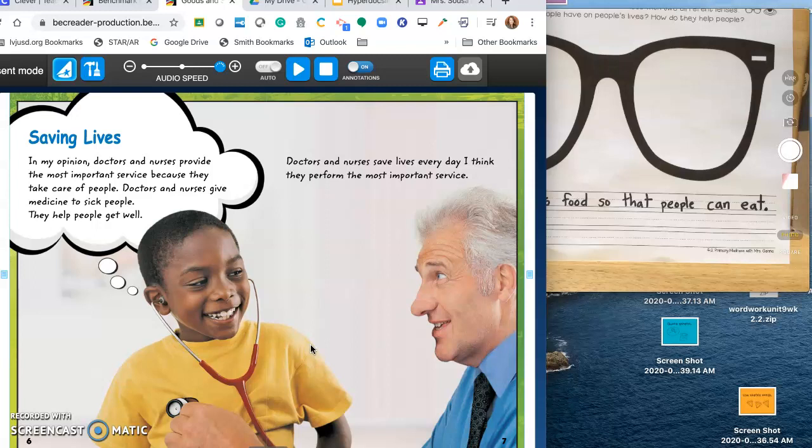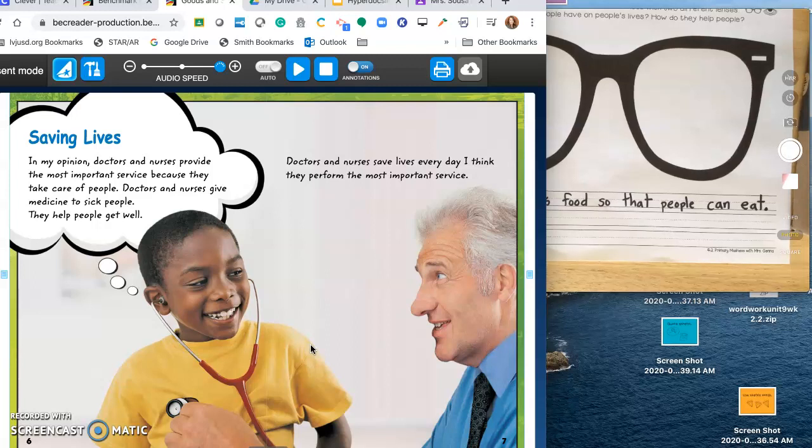Saving lives. In my opinion, doctors and nurses provide the most important service because they take care of people. Doctors and nurses give medicine to sick people. They help people get well. Doctors and nurses save lives every day. I think they perform the most important service.